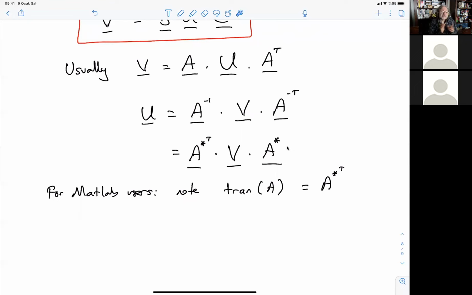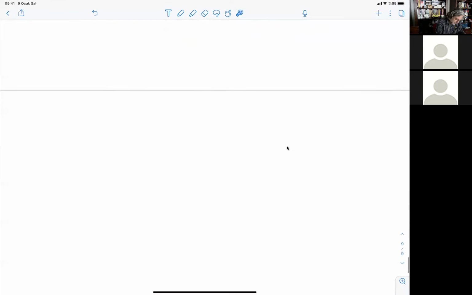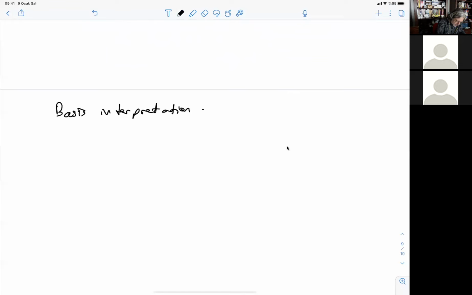MATLAB intrinsically already makes the conjugate transpose if you say transpose only. So be careful about how you do that. Now, in 2 dimensions, however, we also have a basis interpretation. Now we can continue with this. Basis interpretation of 2D transforms.